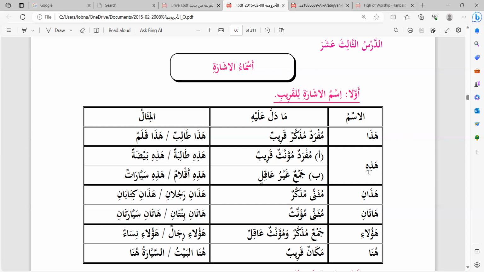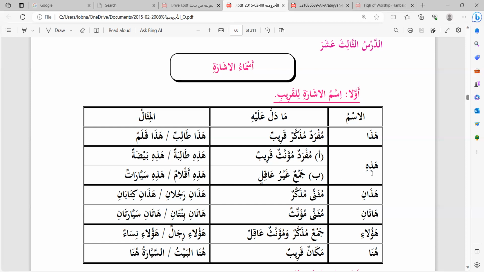So let's say for feminine, okay, there's two forms of this. One is عاقل and غير عاقل. عاقل is basically somebody of intellect. I.e., when you refer to, let's say, a person, for a female, let's say a girl, you'll say هذه بنت. So مفرد, it's singular, it's مؤنث, feminine, and قريب. هذه طالبة. طالبة is obviously a female student. You'll say هذه طالبة. هذه بيضة. This is again like an egg, a singular form.